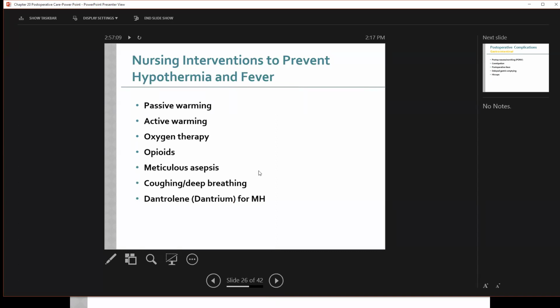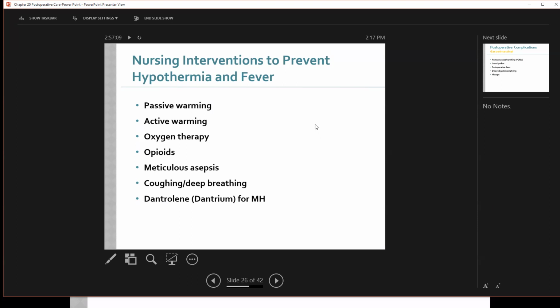Nursing interventions to prevent hypothermia and fever include taking the patient's temperature on arrival to the PACU and every hour if the patient stays normothermic. If the patient is hypothermic, you need to take the temperature every 15 minutes until normothermia is reached. The route of measuring temperature during the patient's stay should stay the same. If you take your patient's temperature under their arm, then you should take their temperature under their arm every time you take their temperature.